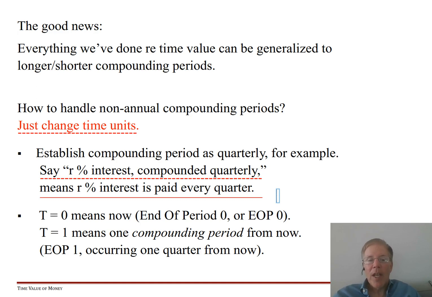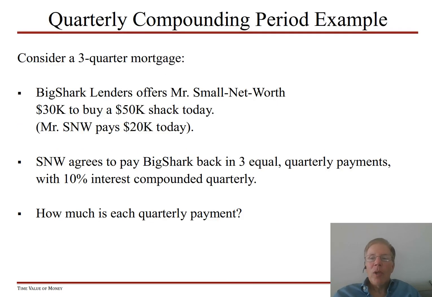Okay, so when we do this, t equals 0 is still going to mean now, but now we'll say end of period 0 instead of end of year 0, okay, just so we can be more general. And t equals 1, instead of 1 year from now, is always going to be one compounding period from now. So if we're thinking about quarterly, we'd say EOP1 occurs 1 quarter from now. All right, so let's jump right into an example to see how to apply this.